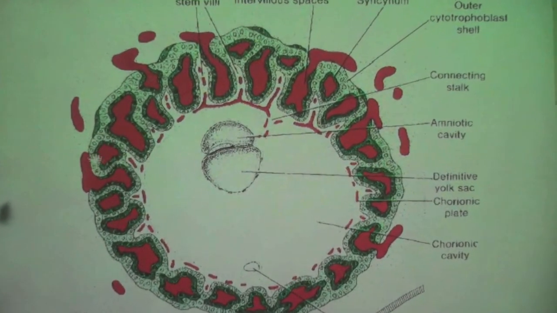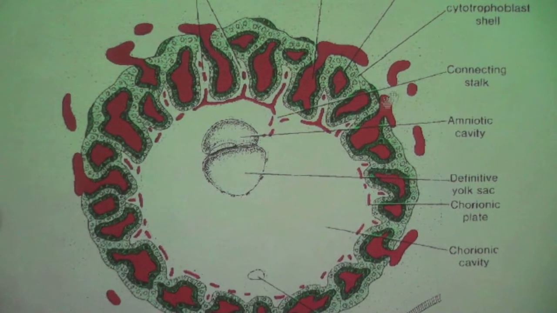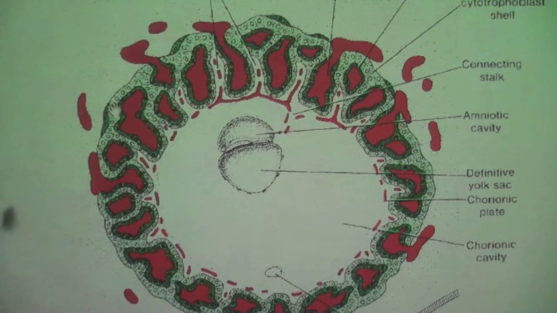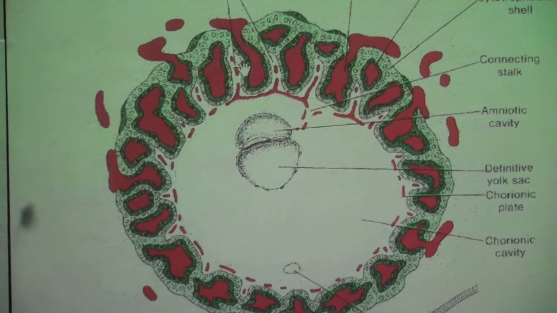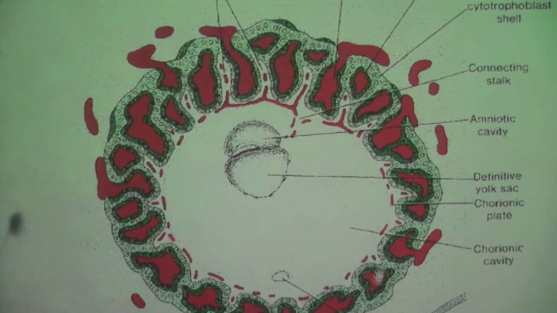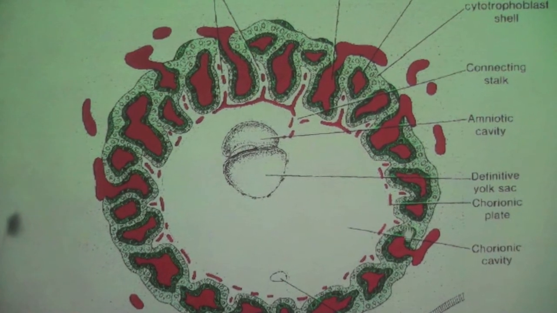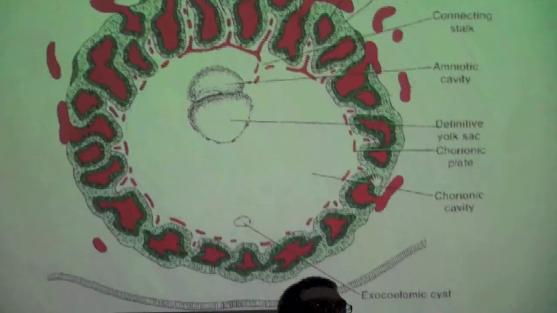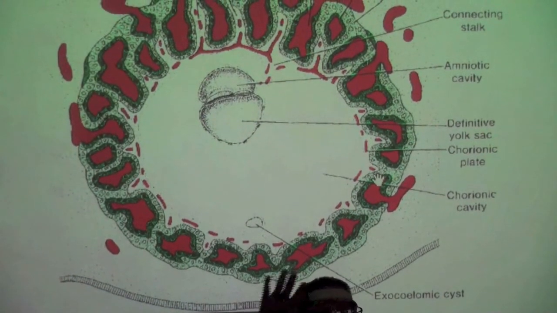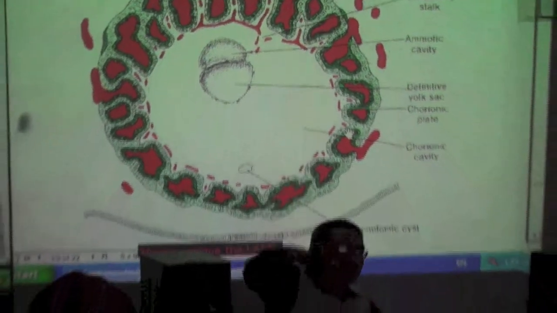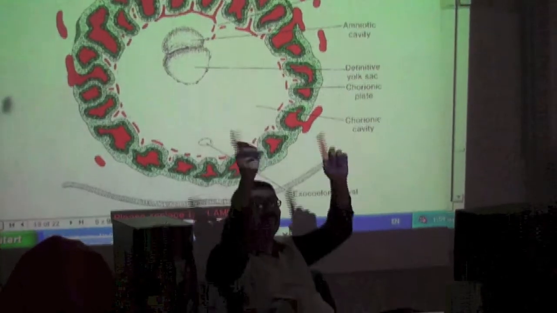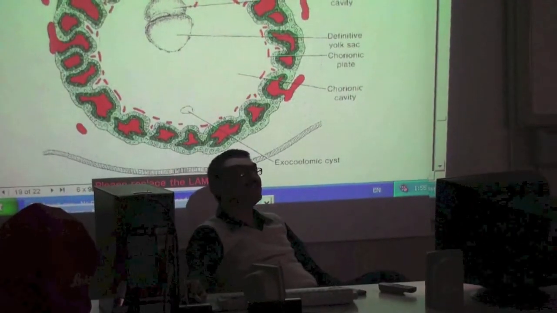Now the part of the decidua where these villi, these finger-like projections, will develop is called chorion frondosum. And the other part where the villi will disappear and it becomes smooth is called chorion laeve, where there are no villi. So it has a smooth appearance. And chorion frondosum is where the finger-like projections are present.